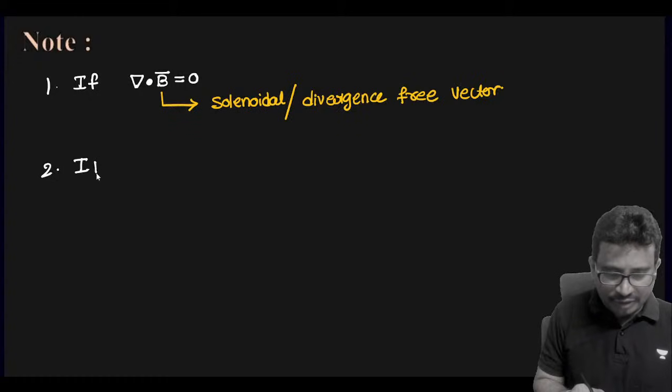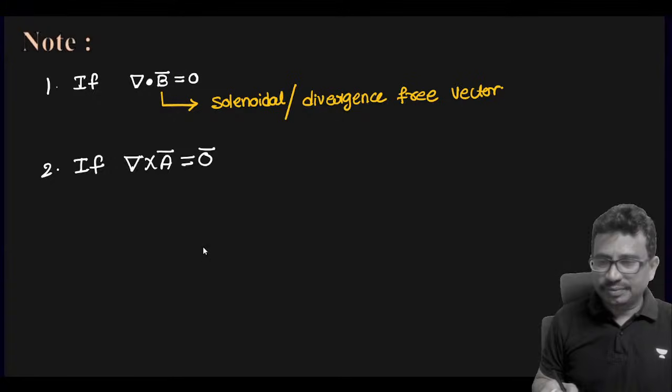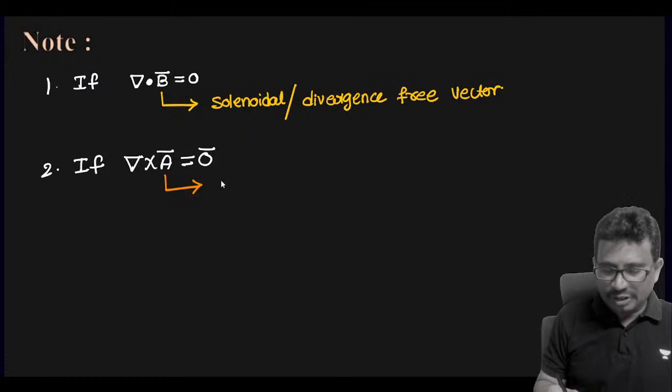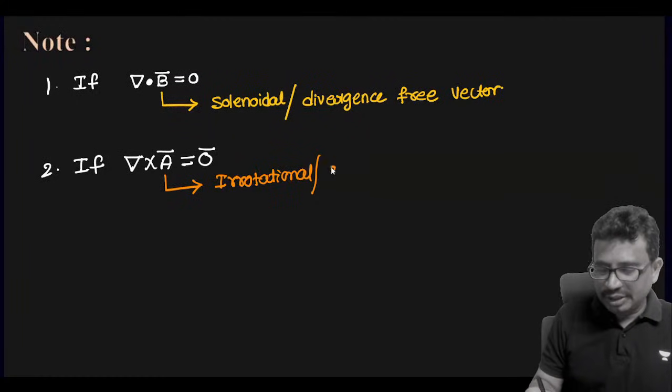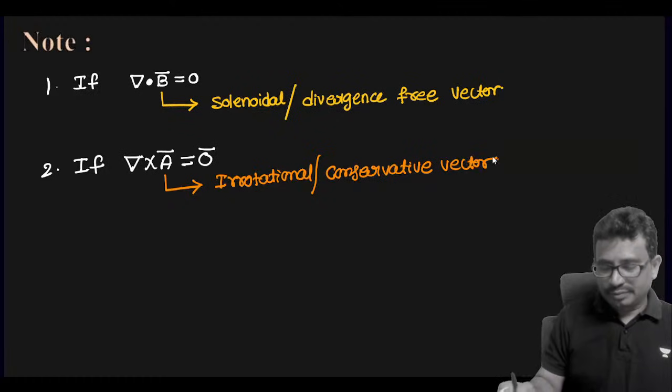Next, you tell me now, if curl of a vector is 0, then what can we call that vector? That vector is called an irrotational vector. Irrotational vector, also called a conservative vector.